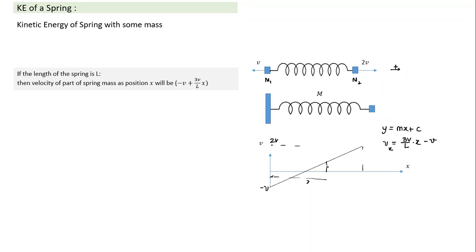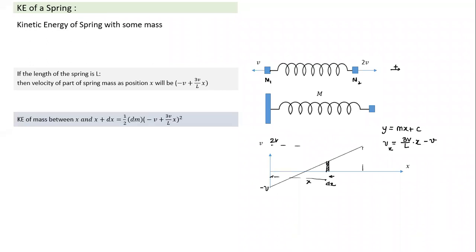So if I find the velocity, I can calculate the kinetic energy of the part of the spring which is at position x, of length dx. Similar to the previous question, the kinetic energy of the mass between x and x plus dx is 1 by 2 dm into the square of the velocity at position x. And if I integrate between 0 and L, I get the total kinetic energy of the spring.